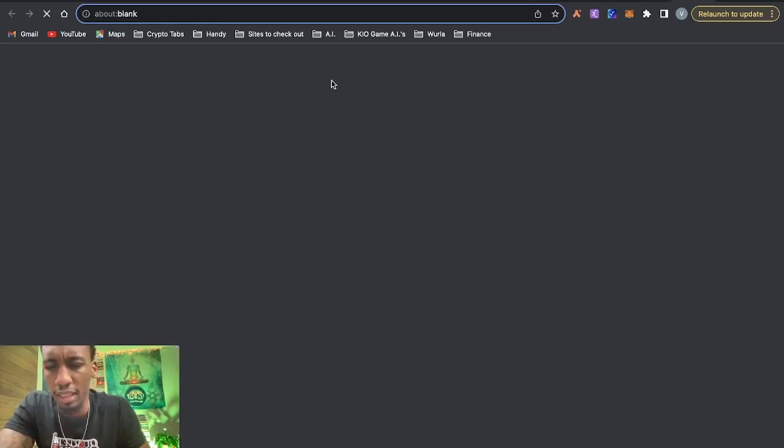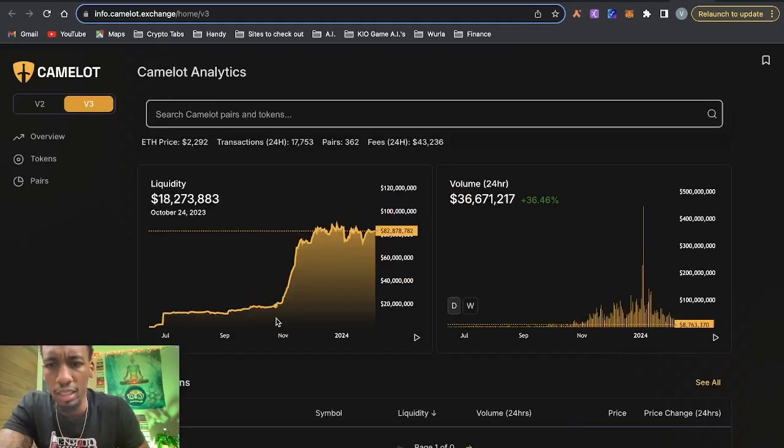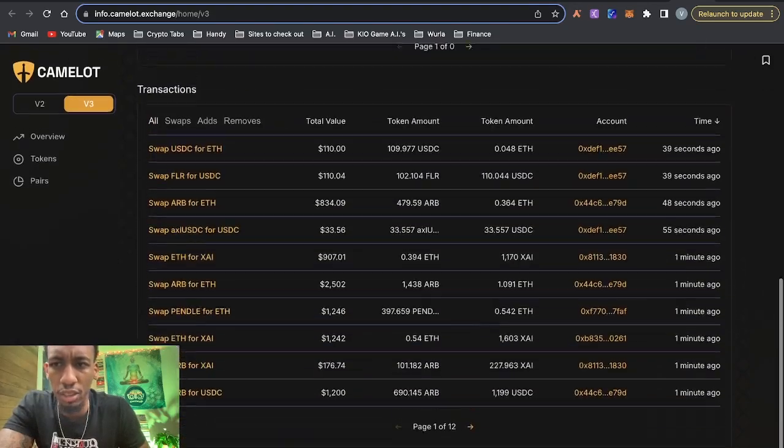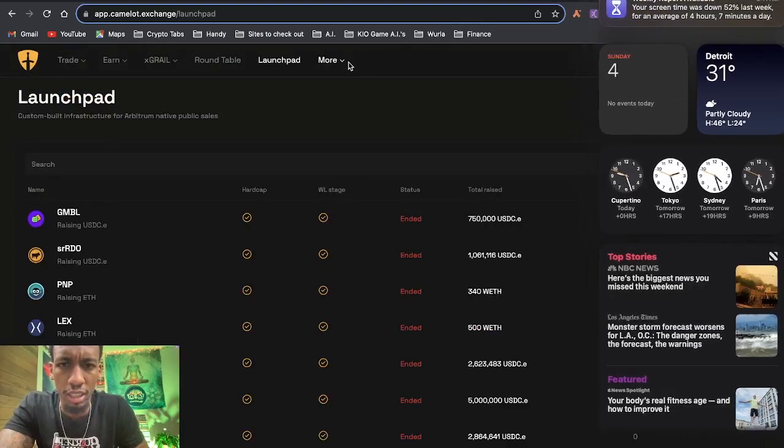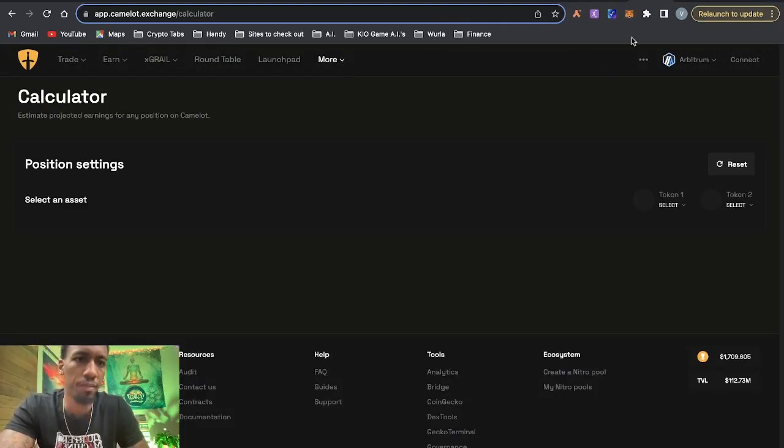And then they have their analytics tab where you can go and look at the projects. Analytics, you can get that on DeFi Llama, though. I saw something that said calculator. Let's check that out. Yeah, nothing here. All right, guys. So we went through all the pools. We went through the platform.